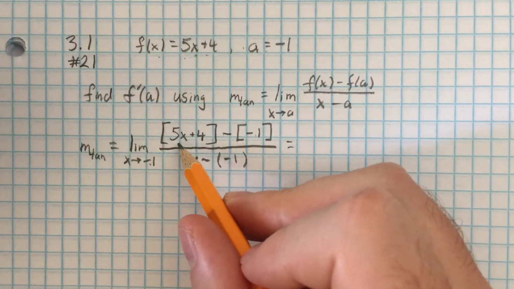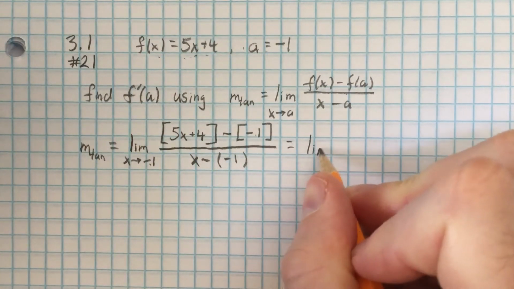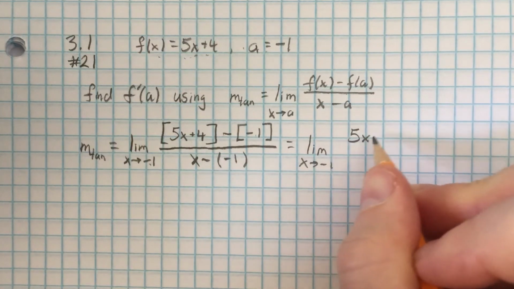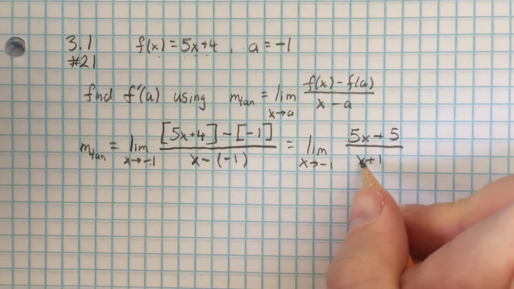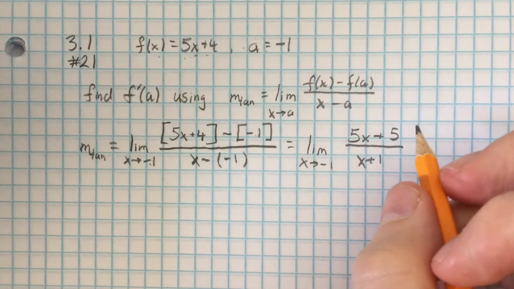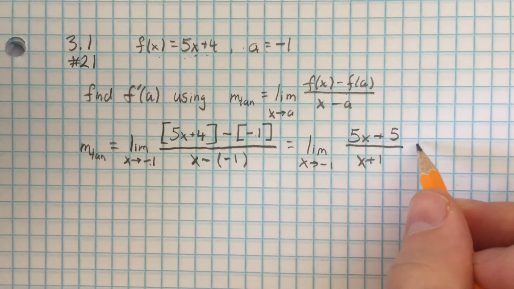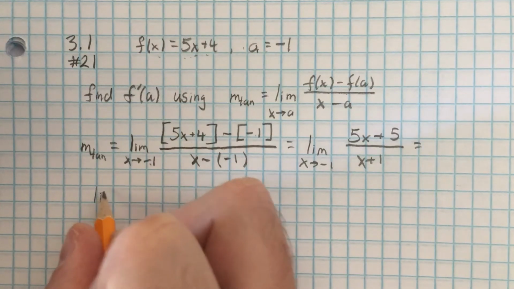We'll have 5x plus 4 plus 1 is 5x plus 5, and the bottom is x plus 1. Now we see that removable discontinuity for this function of x plus 1, right, the location of -1. So we'll take that away through factoring and canceling.